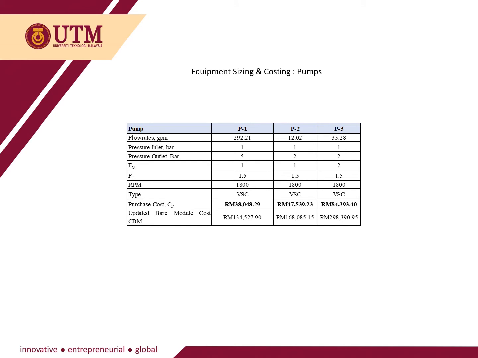And lastly, we have our pumps. We have a total of 3 pumps. The type that we are using is VSC with an RPM of 1008. With the respective flow rates, we can calculate the purchase cost and the CBM of the pumps.